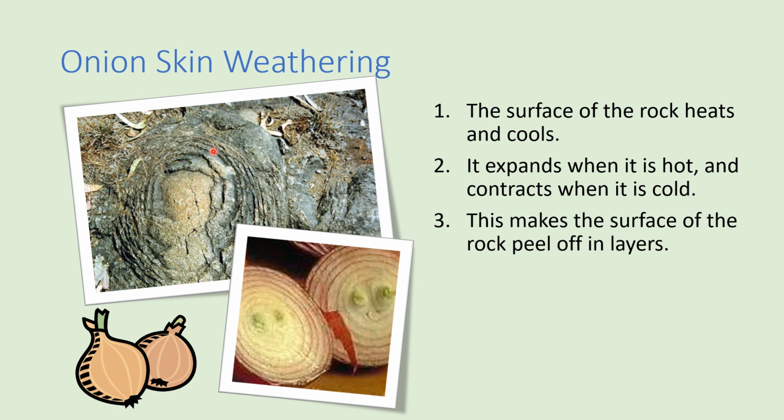So probably stop the video, write down what onion skin weathering is, draw a little diagram of it. Remember, the rock gets bigger during the daytime, and then contracts at night, and that keeps going. It breaks up into this sort of onion-shaped layers where it peels off. Get that explanation down. Remember, it is mechanical weathering. When you've got that done, let's go on to the next one.